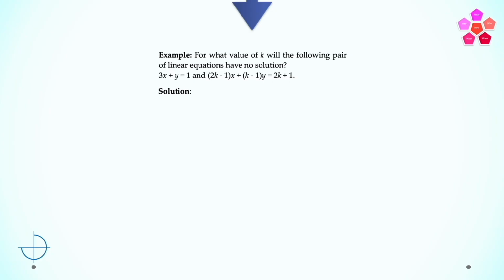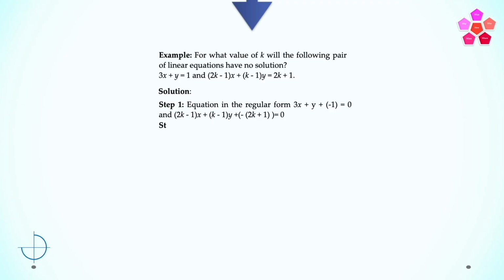The solution goes as part of step 1, we get the equations in the regular form. We get 3x plus y minus 1 is equal to 0 and (2k minus 1) multiplied by x plus (k minus 1) multiplied by y minus 2k plus 1 is equal to 0. As is given in the question, the pair of linear equations have no solution.